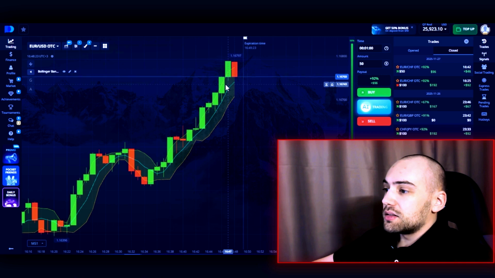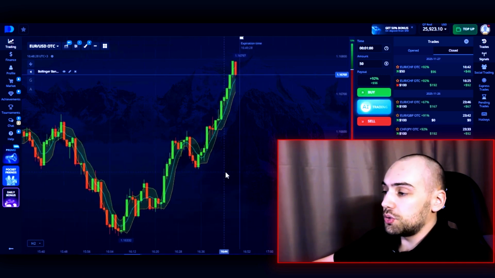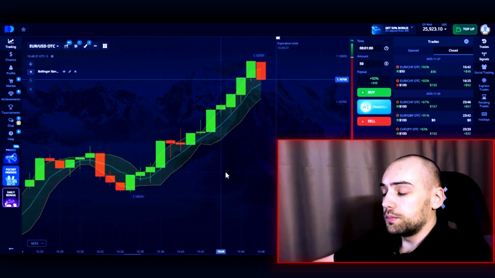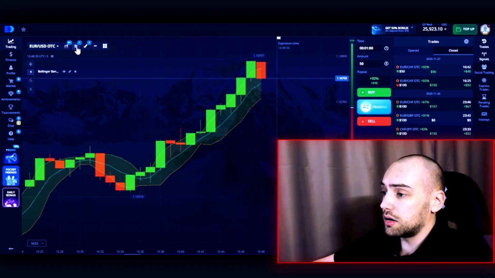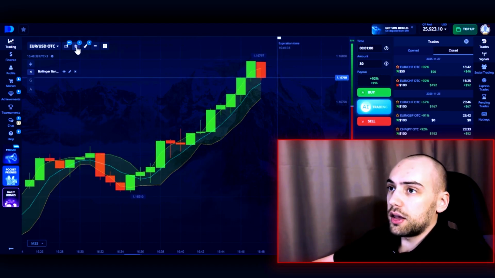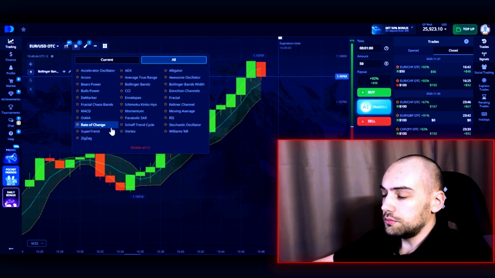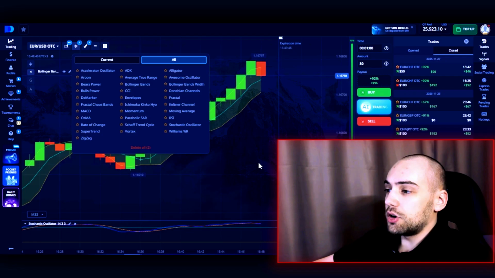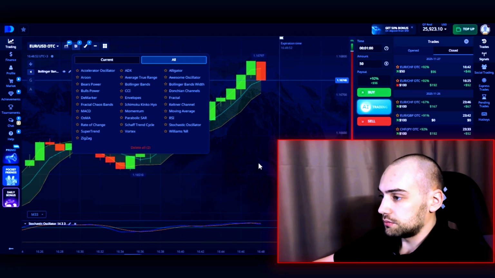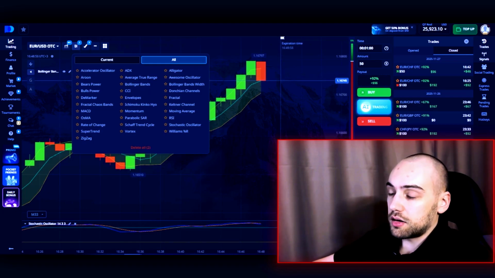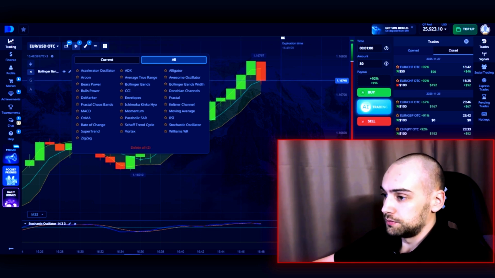I use the Bollinger Bands a little bit less often than the previous two indicators, but when I do, I really like to pair them with a stochastic oscillator. We'll just locate it right now in the toolbar. This is an oscillator showing the overbought and oversold conditions. Again, values above 80 suggest overbought status and values below 20 oversold.